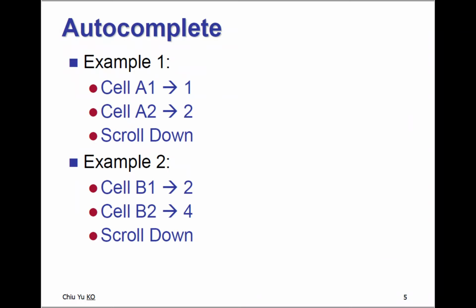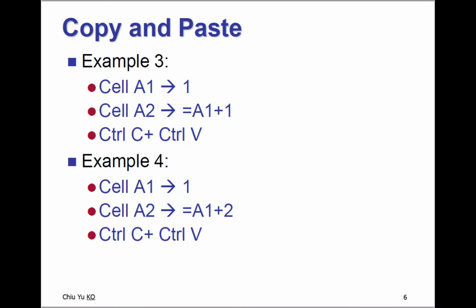So the next thing to consider, an interesting thing, is copy and paste. We can easily see how this is done. Let's see. Cell A1 is 1, and another cell is A1 + 1. Then if you copy it, the formula changes accordingly. So let's see the example.